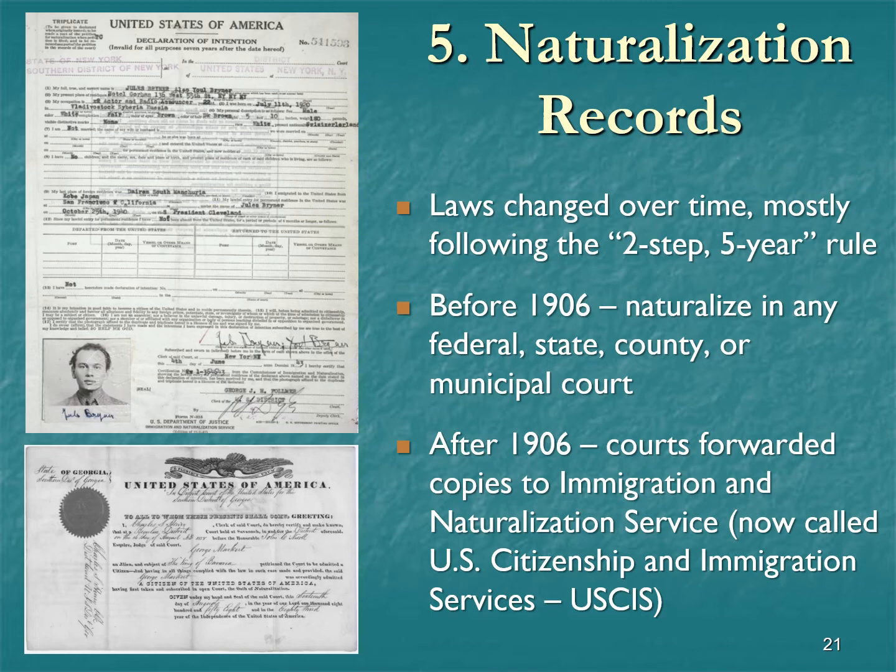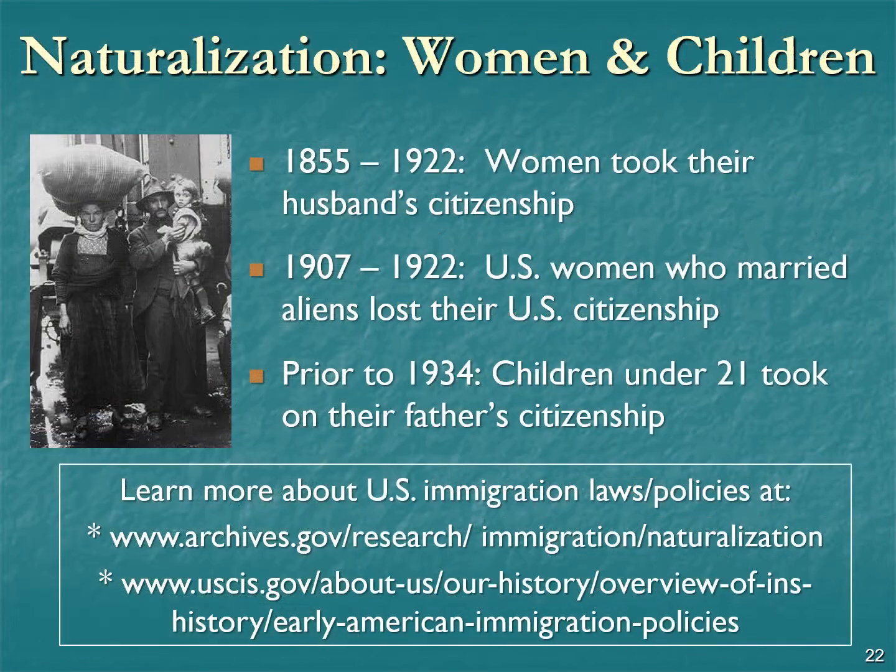Prior to 1906 and the creation of the Immigration and Naturalization Service, now called the U.S. Citizenship and Immigration Service, early naturalizations could have been processed in any federal, state, county, or municipal court. U.S. immigration laws changed over time. For example, you are far less likely to find formal naturalization petitions for women and children during the years shown here, when women assumed their husband's citizenship and children took on their father's.